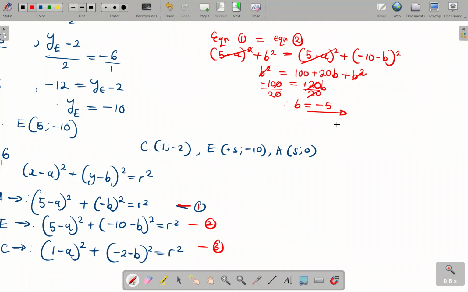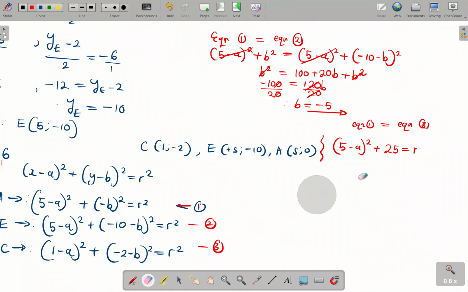equate equation 1 and equation 3. So just going to say, now for equation 1, okay, equation 1 let's discuss to equation 3. So now we have 5 minus a squared plus, remember, b squared there, so remember I'm replacing the negative into negative 5 and then squared. So negative times negative will give me positive. This will give me 5 squared, which is 25. This is equal to r squared.